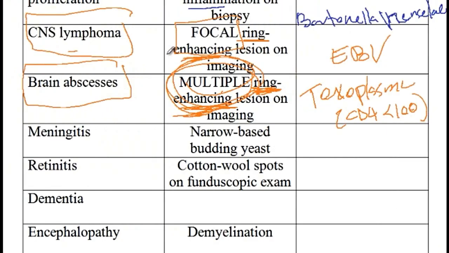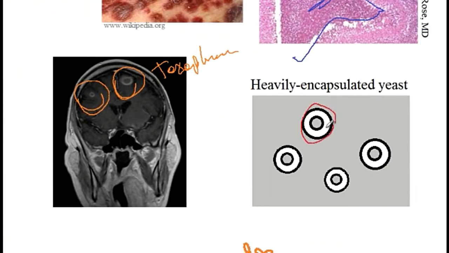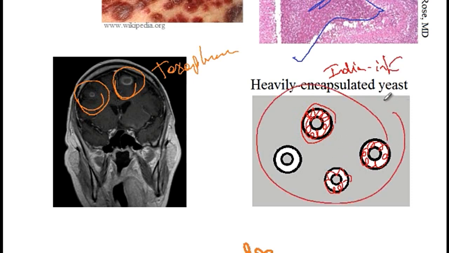The next disorder is meningitis in an HIV patient, and there is a narrow-based budding yeast, and this is caused by the Cryptococcus neoformans. And this is a heavily encapsulated yeast, so here you can see that the capsule that is around the yeast right here is really thick. And then you will use India ink to stain the Cryptococcus neoformans. And this yeast is more commonly found in pigeons' droppings.